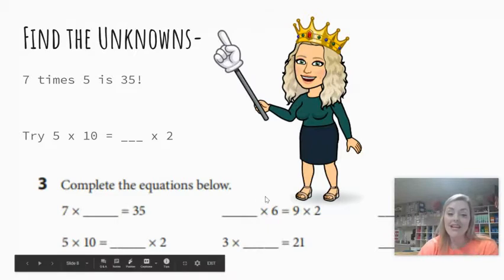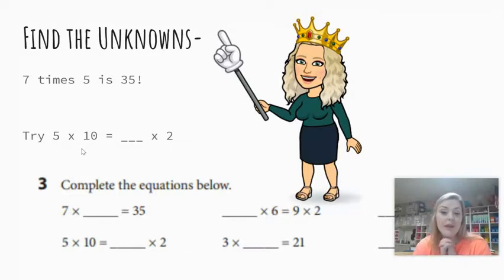Now let's try the second one, or the one under it. 5 times 10 is the same as blank times 2. So use the rewrite the problem strategy where you write down the equation and slowly think about it, one part, and then make it balance.